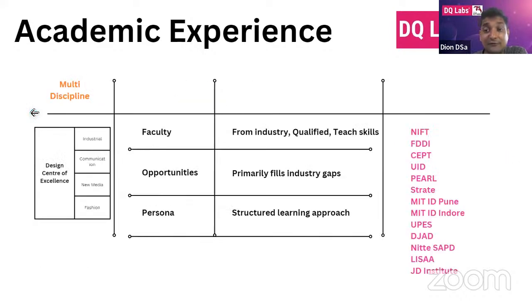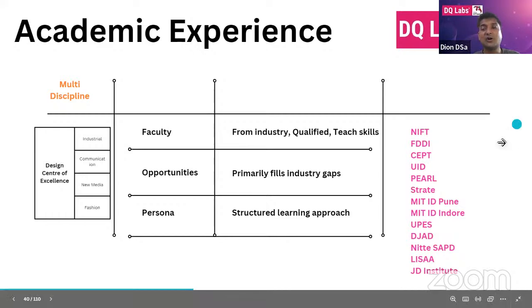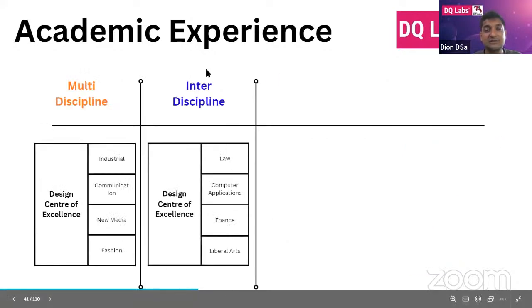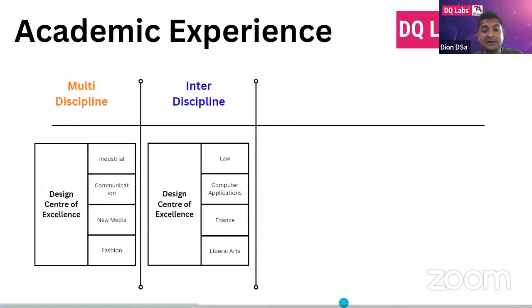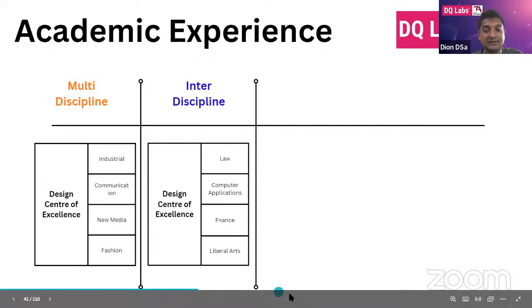So FDDI, NIFT, CEPT, UID Ahmedabad, Pearl has multiple campuses, Strat School of Design Bangalore, MIT ID Pune, MIT ID Indore, UPES Dehradun, DJ Academy of Design Coimbatore, Nitesh School of Architecture Planning and Design Bangalore, LISA, and JD Institute Bangalore. So these are the schools that you can consider if multidisciplinary is something that suits you.